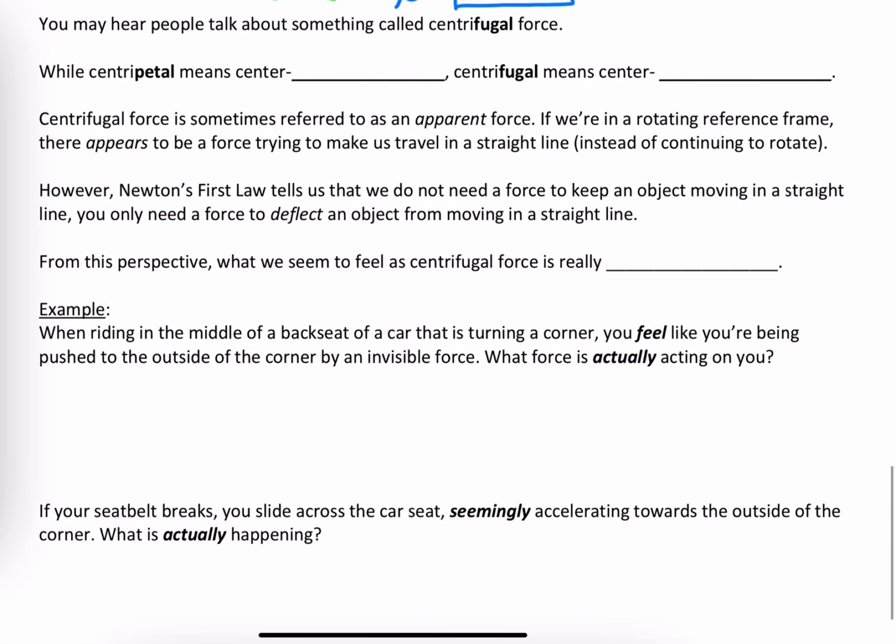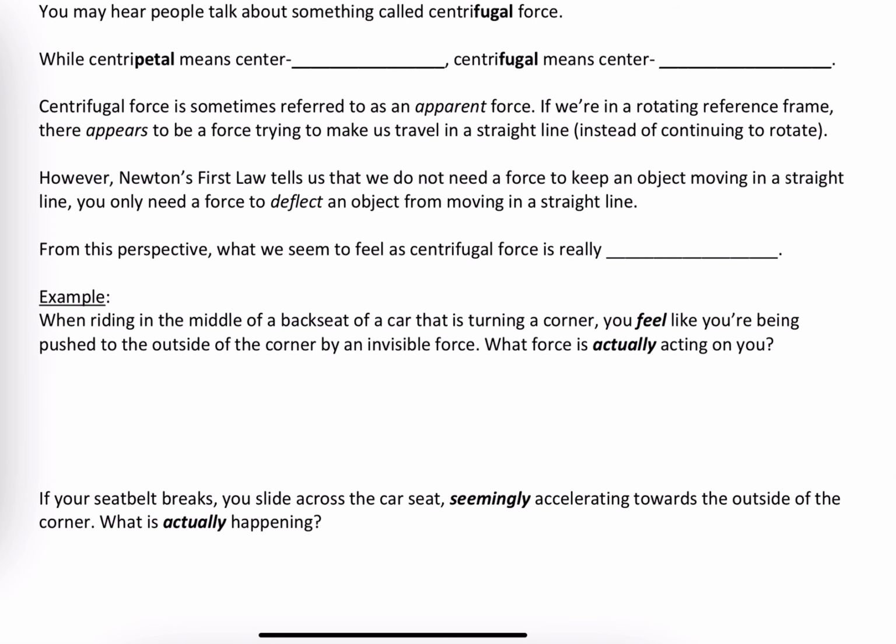Now, one thing I just want to address before we leave this is something called centrifugal force. I've been using the word centripetal a lot. You've probably never heard the word centripetal before, but you might have heard the word centrifugal. And this is problematic. Centripetal means center seeking, or towards the center. Centrifugal means center fleeing, or away from the center.